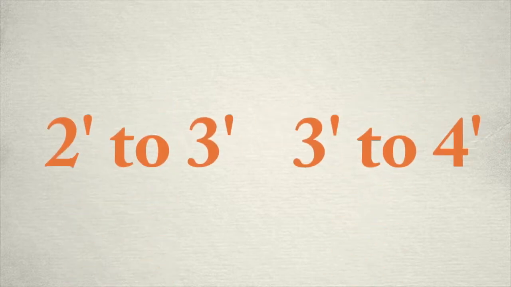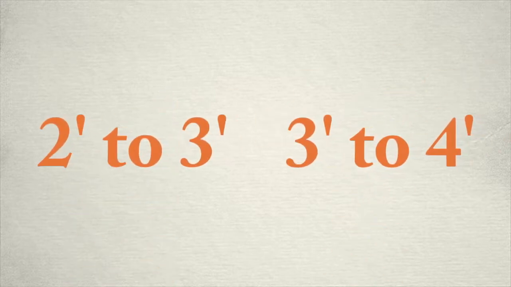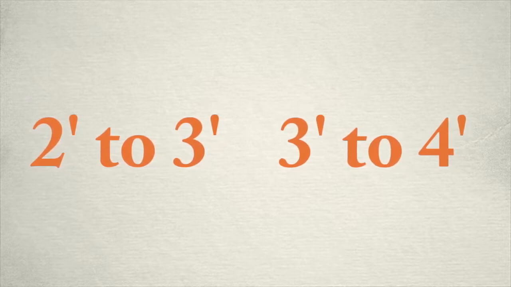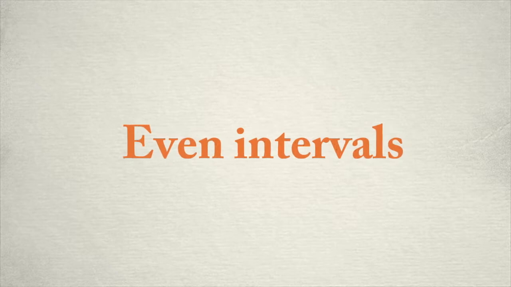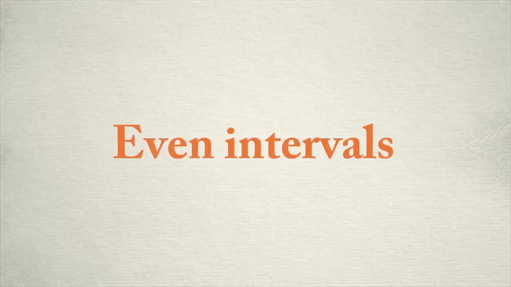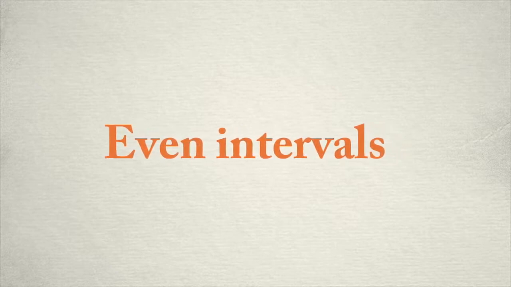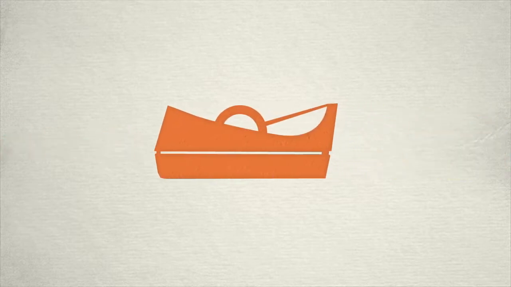The gap between 2 and 3 on a ruler is the same as the gap between 3 and 4, and so on and so forth. Even intervals distinguish interval from ordinal data. I'll talk about how to distinguish between interval and ratio data in the next video. For now, let's really focus on why this point is so sticky.